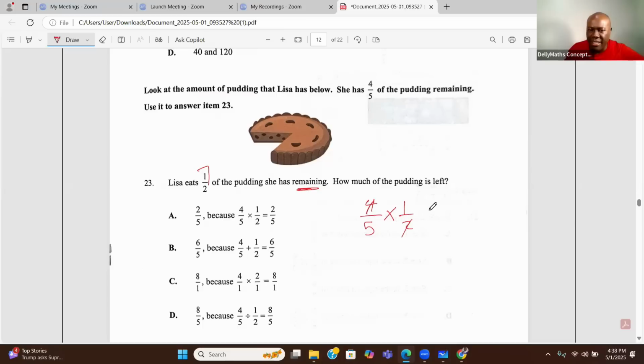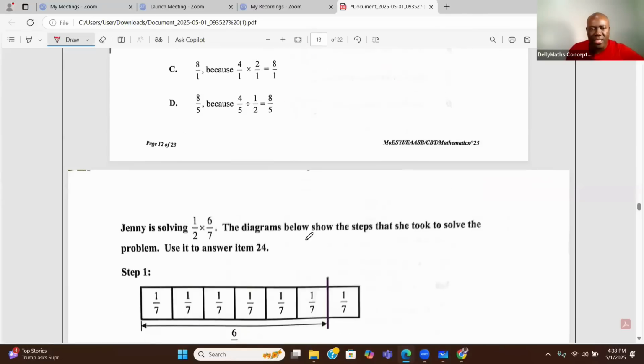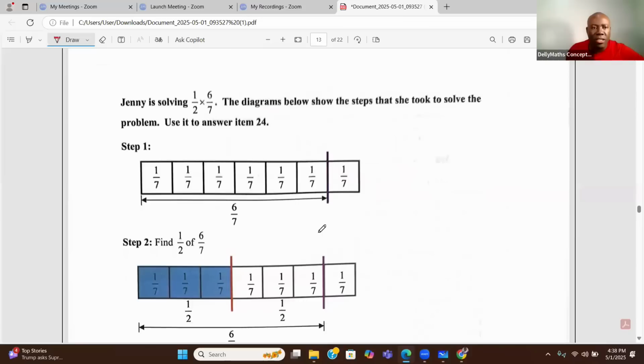So if you could see, this is going to give us 2/5, because half of that would have been left with 2/5. So this is correct at A. 2/5, because 4/5 times a half gives you this. We work with that. That is the correct answer. Now let's go to the next question.